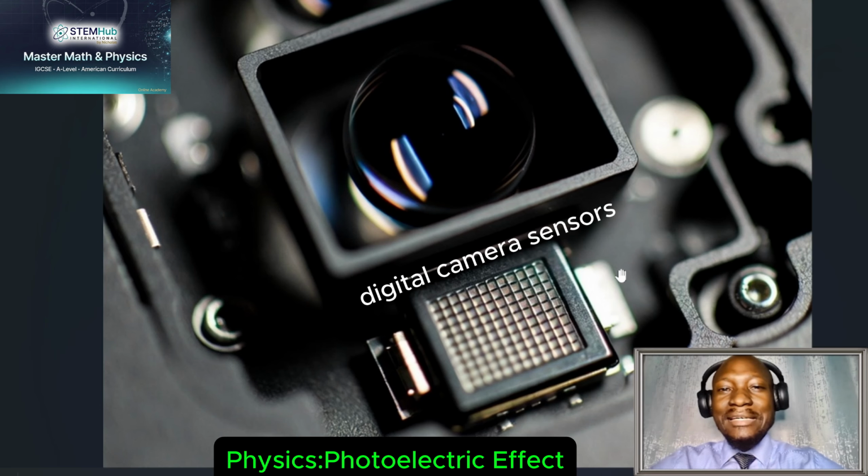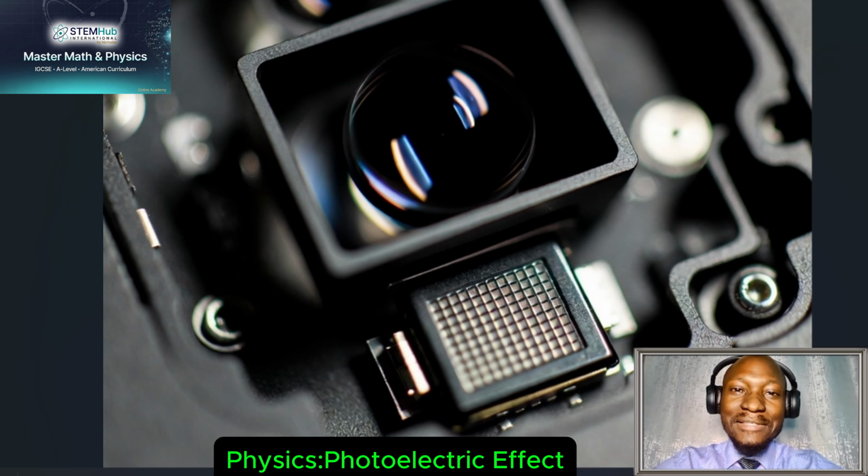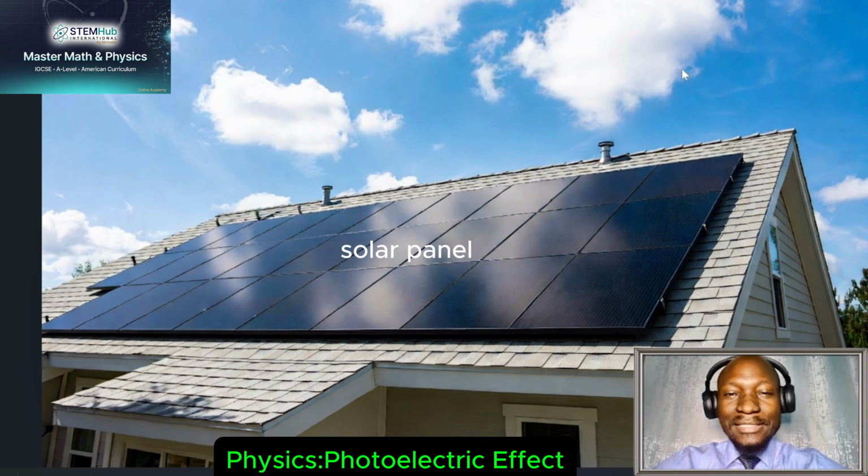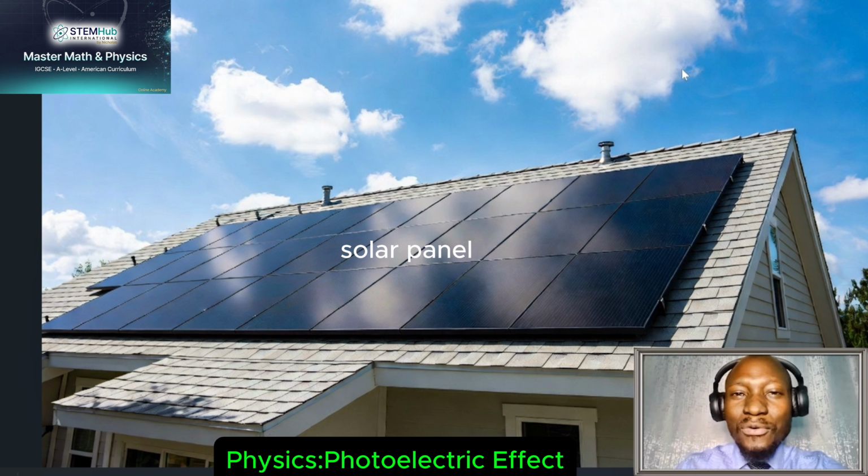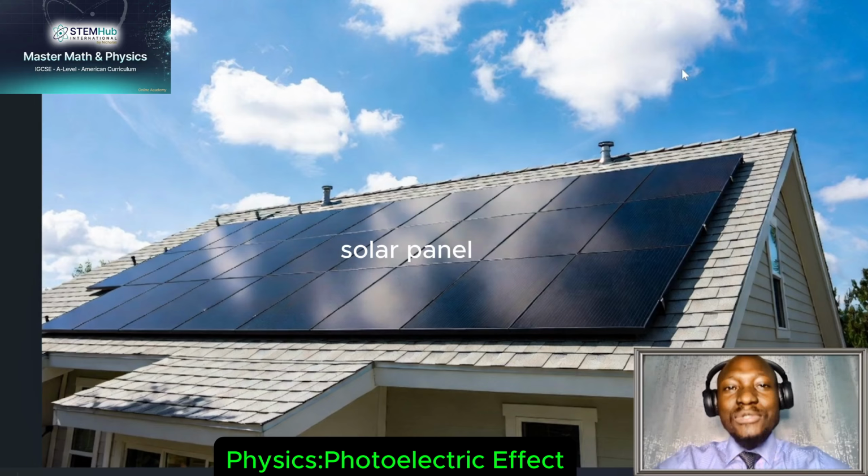What is photoelectric effect? Let's look at some of the gadgets in our real life where we apply this concept. The photons hit the camera sensors, the light sensors, to turn light into electrical signals and then into an image. That is how the digital cameras in our smartphones work. In solar panels, an alternative source of energy, the same concept is used. Light ejects electrons from the metallic surface to generate electricity.